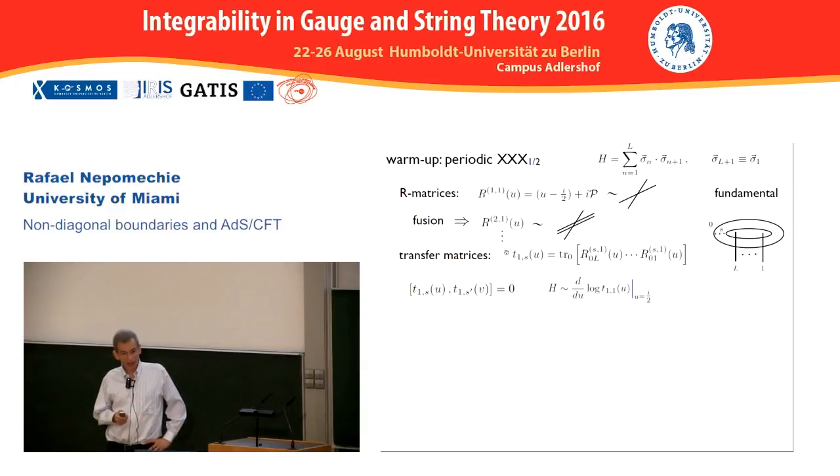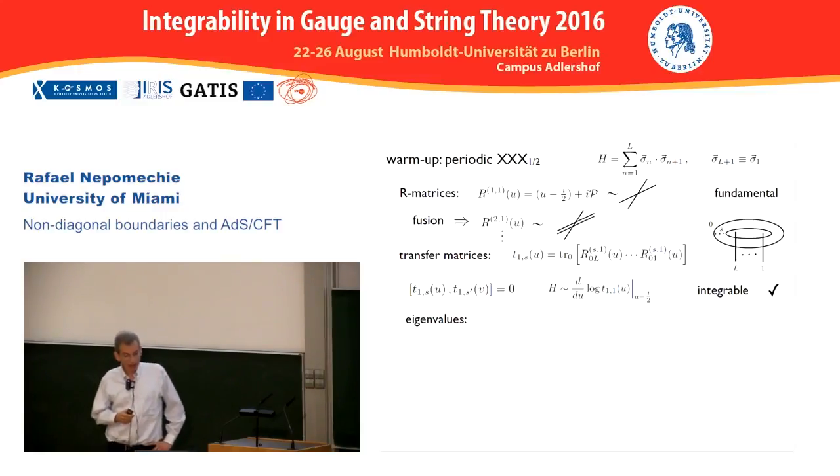And then this Hamiltonian that I wrote here is given by the logarithmic derivative of the fundamental transfer matrix, this T11, evaluated at u equals i over 2. That's the point where the R matrix degenerates into a projector. Sorry, into a permutation matrix. And the fact that the Hamiltonian is contained in the transfer matrix and they all commute with each other shows us that this model is integrable.